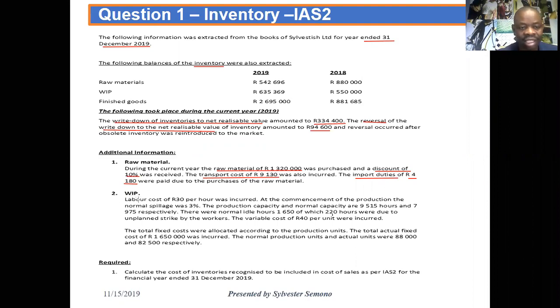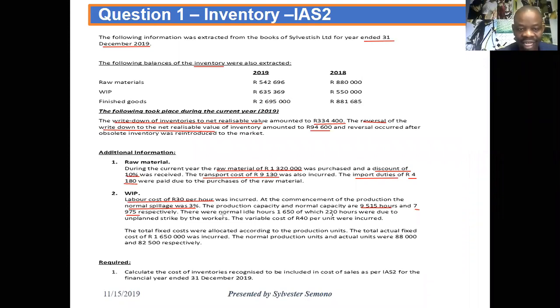In the work in progress, we incurred labor of 30 rand per hour. At the beginning of the production, there has been a normal spoilage of 3%. The production capacity and the normal capacity were 9,515 hours and 7,975 respectively. In other words, these are the production capacity and the normal capacity.